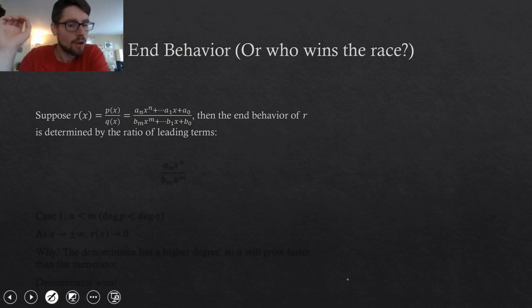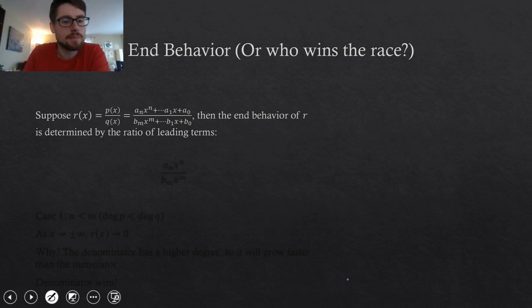Q is a different polynomial, so I'm going to use m instead of n to denote its degree, and I'm going to use b's instead of a's to make those coefficients stick out differently from the coefficients of the top one, p. Okay, so we've got a_n x^n plus and so on, and we have b_m x^m plus and so on, and those are our two polynomials.